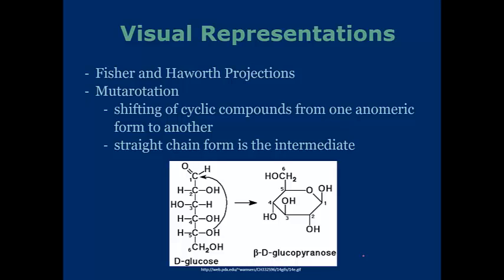Mutarotation is noted as the shifting of cyclic compounds from one anomeric form to another. The straight chain form is the intermediate, so what happens is the cyclic molecule breaks and reforms into a different composition.